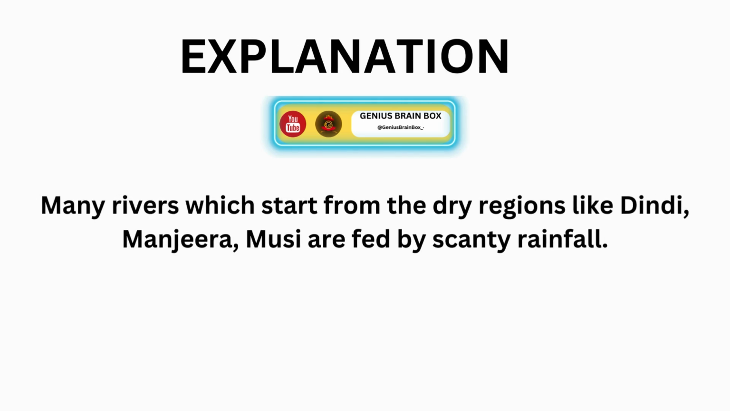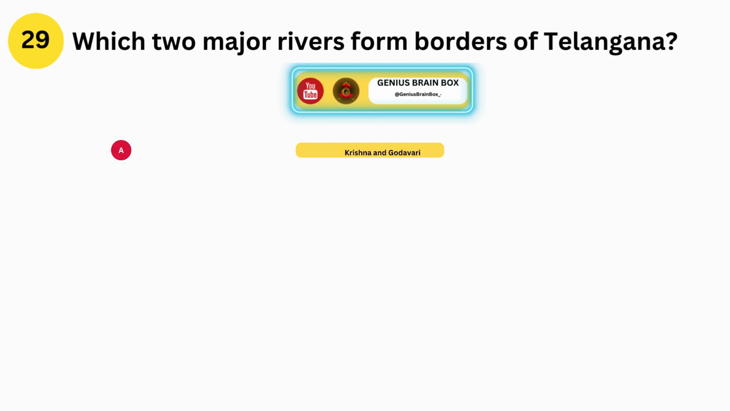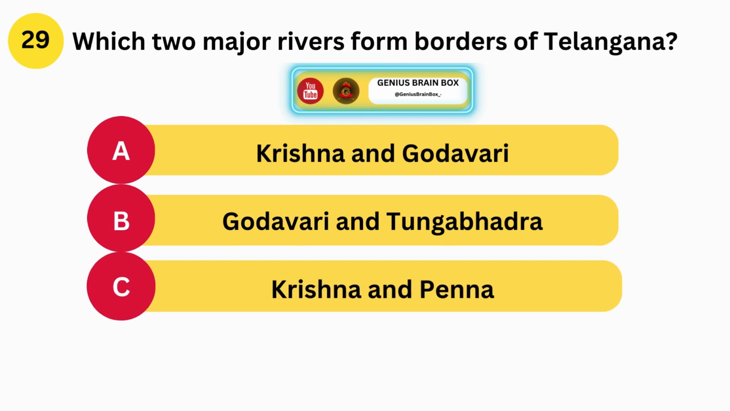Explanation. Many rivers which start from the dry regions like Dindi, Manjira, Musi are fed by scanty rainfall. Which two major rivers form borders of Telangana? Option A, Krishna and Godavari. Option B, Godavari and Tungabhadra. Option C, Krishna and Penna.